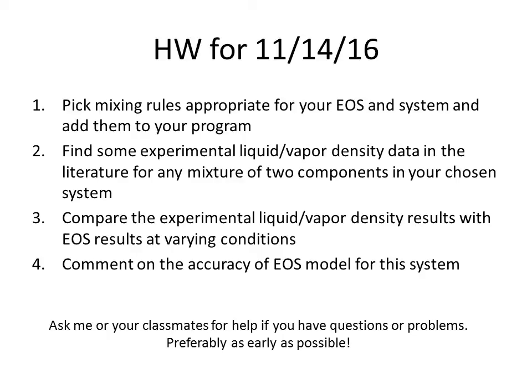Then you have to go and dig and find some experimental liquid and vapor density data for a mixture that's comprised of any two components from your chosen system. So you don't have to do all of the binaries in your system. Just pick two that are convenient, find some data for them, and then obviously you probably know I'm going to ask you to compare to that data. So take the data, do the calculation with your EOS and compare the results, and then let me know how accurate it is. Make some kind of plot or just do something to show how it performed over the range that you looked at.